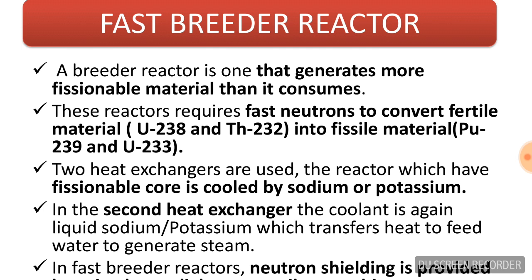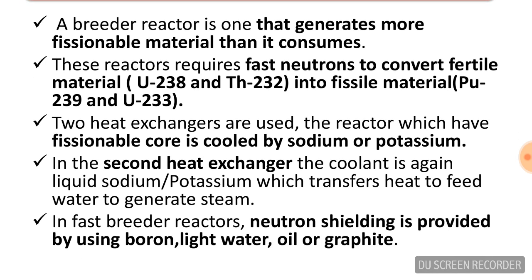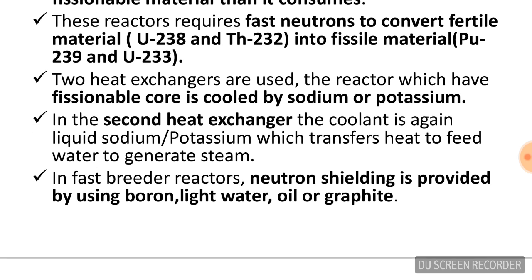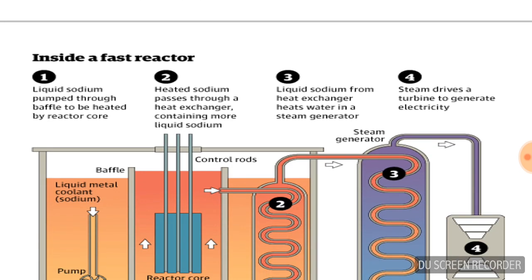The reactor has a fissionable core, where the small fission material is placed, which is cooled by sodium or potassium. We will see how the core is cooled by sodium and potassium. In the second heat exchanger, the coolant is again liquid sodium potassium, which transfers heat to feed water to generate steam. In a fast breeder reactor, neutron shielding is provided by using boron, light water, oil or graphite. So this is the construction of the fast breeder reactor.